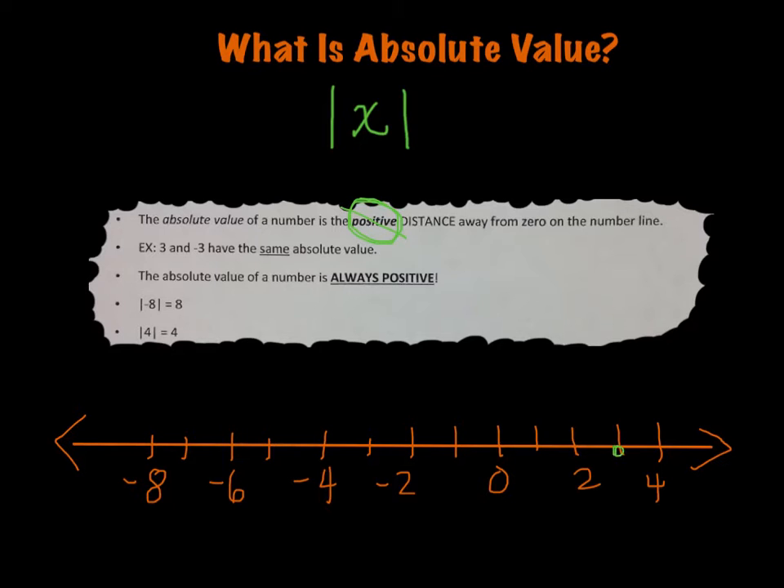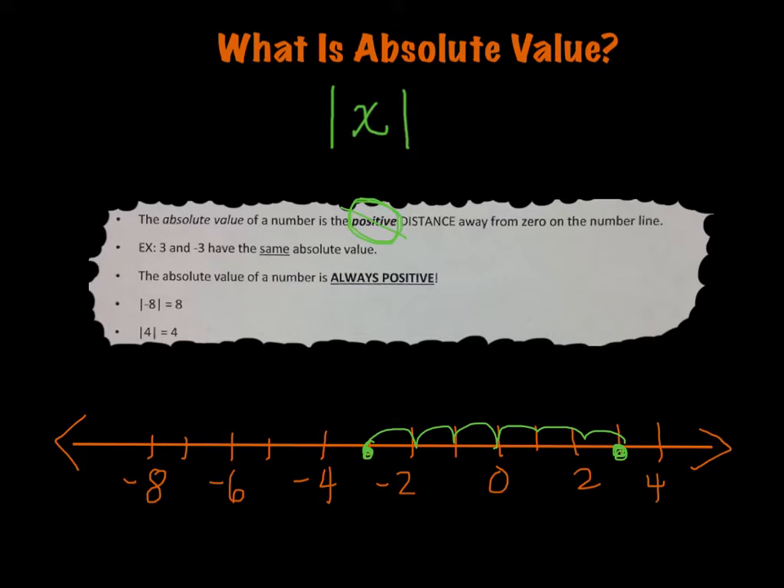3 and negative 3 have the same absolute value. 3 is 3 units from 0. Negative 3 is also 3 units from 0. The absolute value of a number is always positive, obviously because distance is positive.